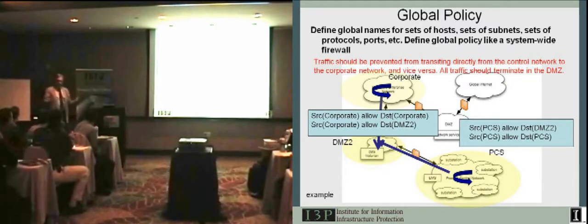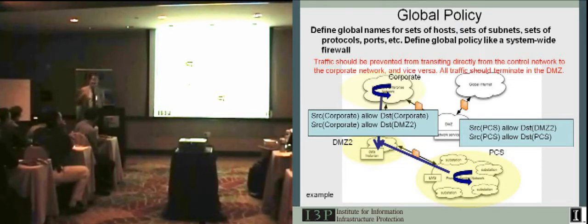They are declarative. They say, these are the rules, which can allow for some conflicts, and they're conflict resolution rules. To give you an example, here's a best practice, a recommendation that traffic should not be permitted to transit directly from the control network to the corporate network and vice versa. And here are some kinds of rules that implement that.